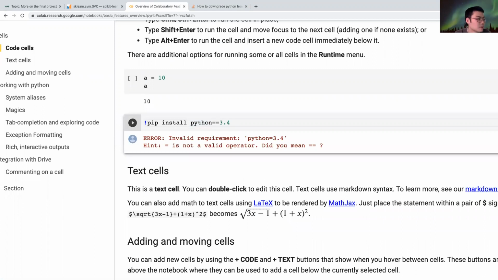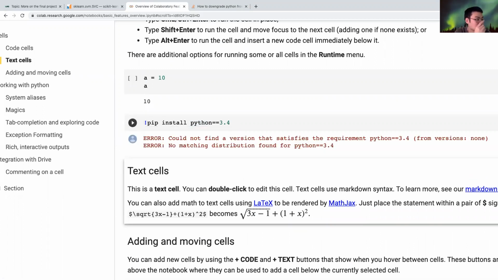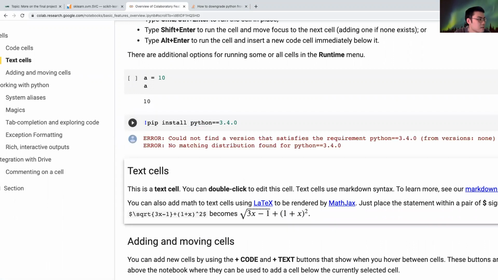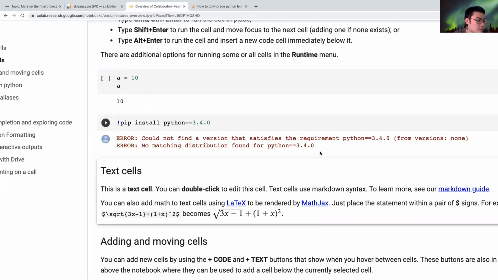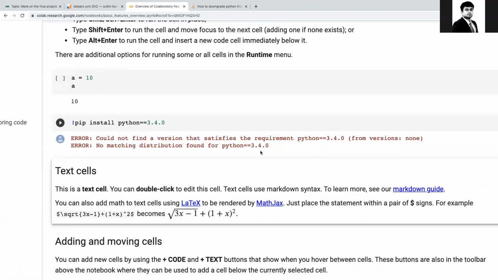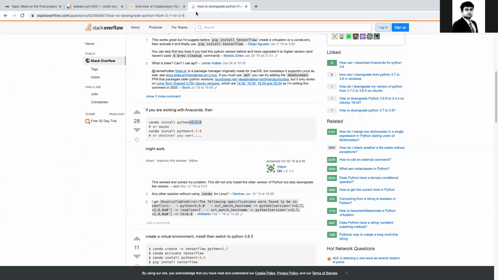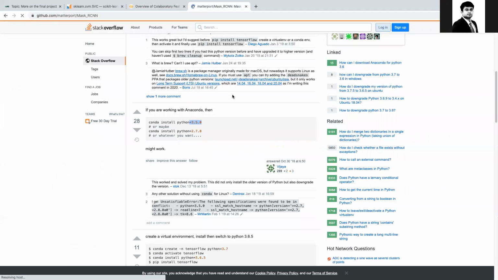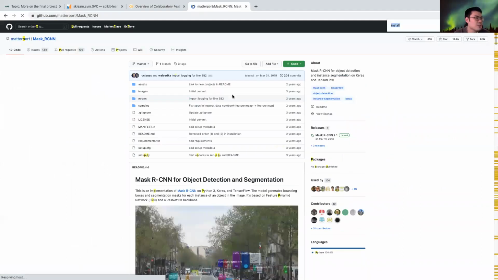Double equals. Maybe we should add 0. Cannot find the version that satisfies the requirement. If you see the Matterport medium page, they're very specific about that. But I don't think it's a Python version issue. You have to downgrade the Python; the Python 3 versions are all the same.